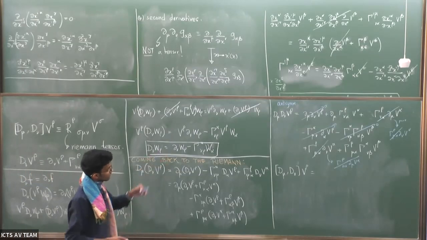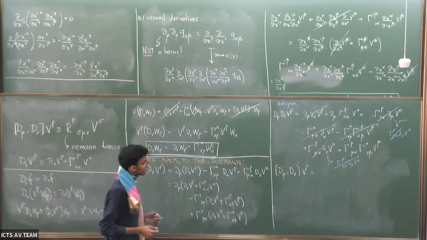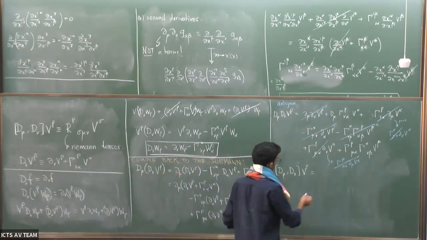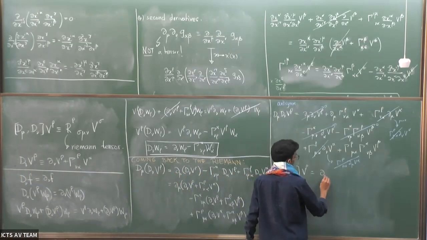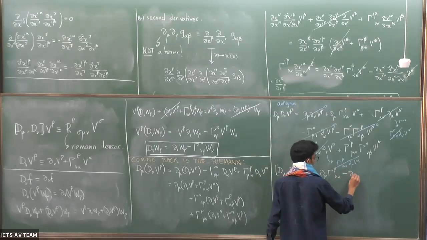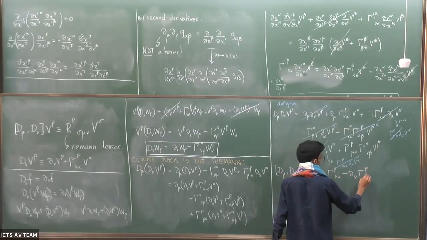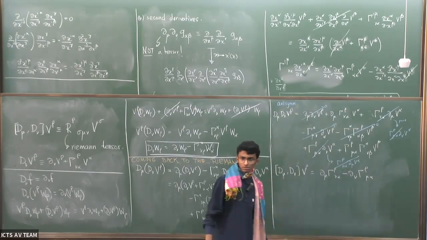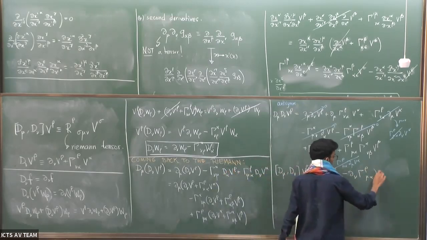There is a derivative of gamma. Okay, so help me write this down. Del mu gamma rho mu alpha v alpha. Let me pull the v alpha out. And then under anti-symmetrization, this will give you del mu gamma rho mu alpha, and then times the v alpha.